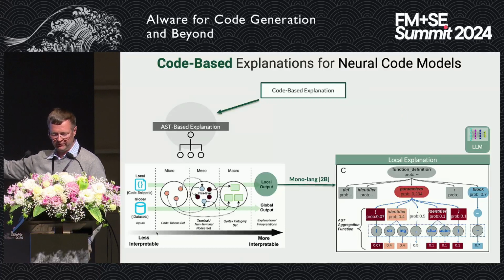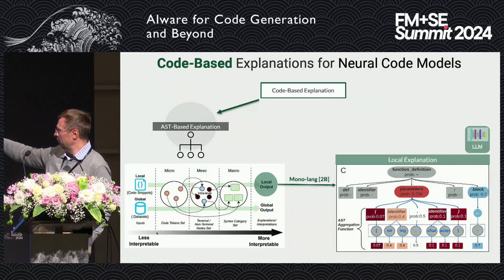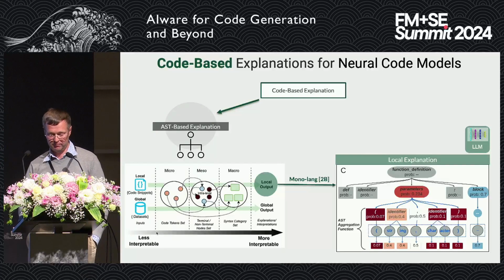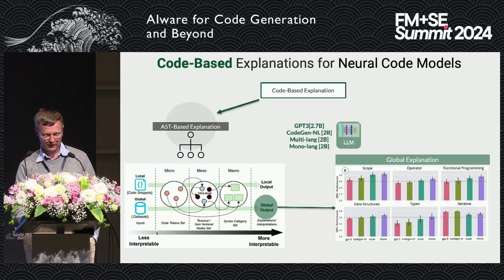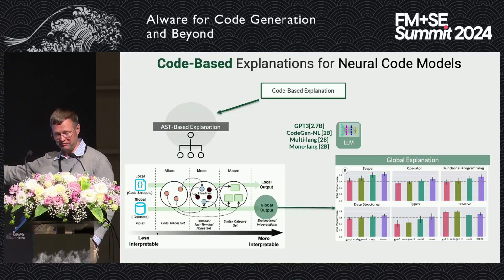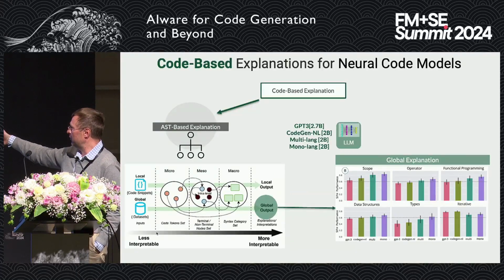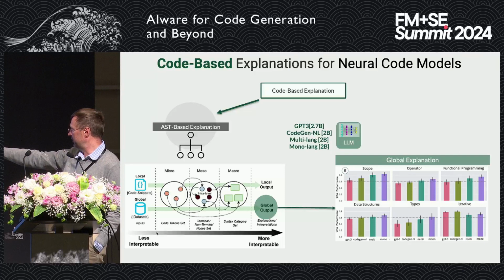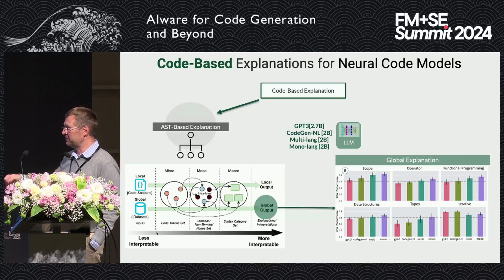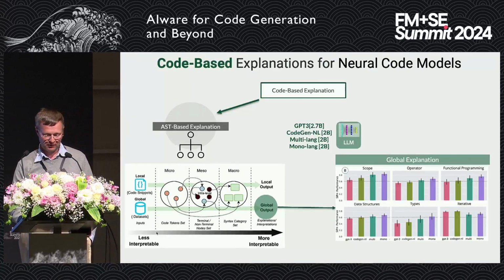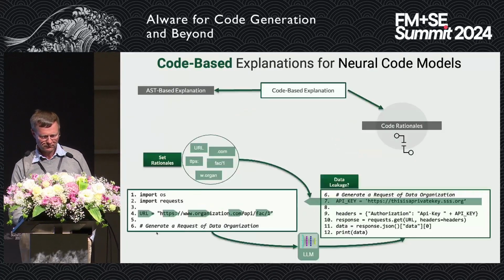Like in this particular case, you can have your local explanation, which will tell you for this particular code output which particular AST-based concepts are predicted well as compared to other concepts. You can get a global view of AST-based performance. Like in this case, we compared several different models across different, for example, data structures, types, and iterative, and it can show you performance of different models with respect to those programming language constructs.